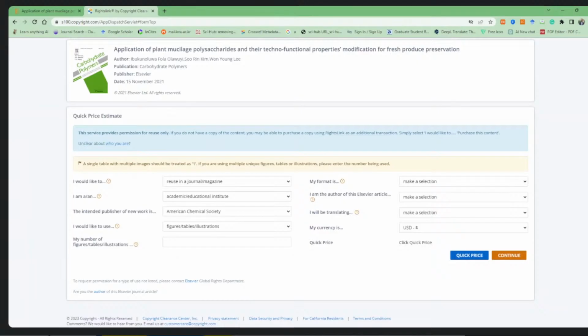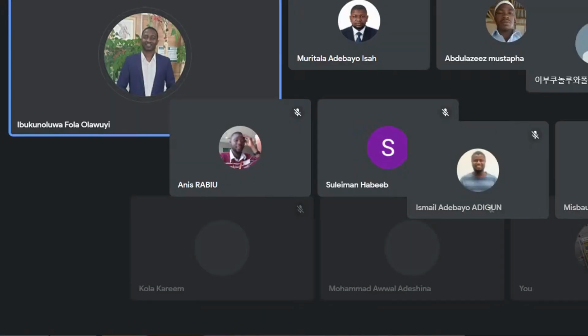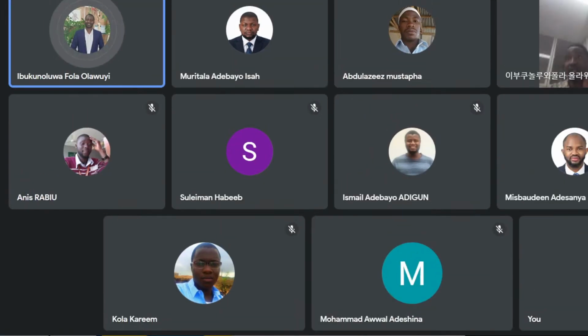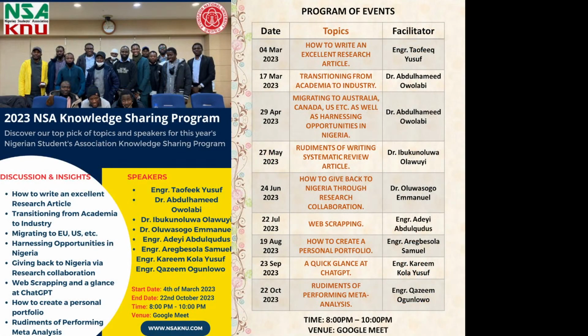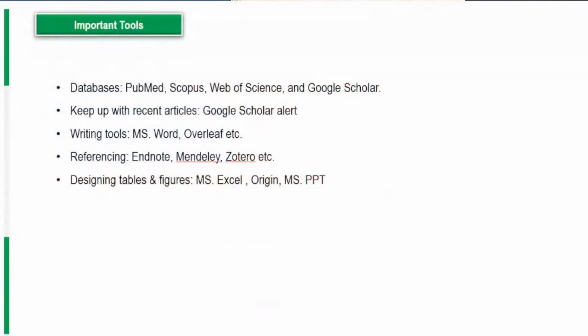So the next thing is tools. What are the important tools that I can use for my review? Databases. For database, you can use PubMed, you can use Scopus, you can use Web of Science, and Google Scholar. These are very good databases that you can use for sourcing your studies.